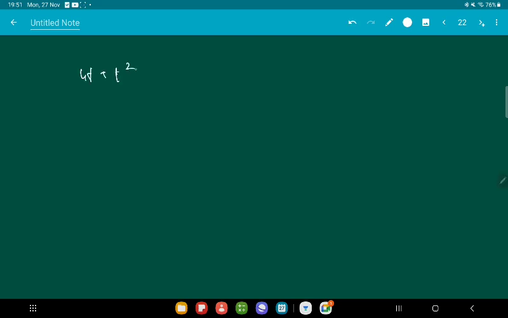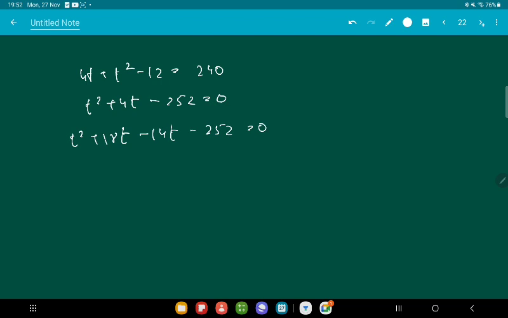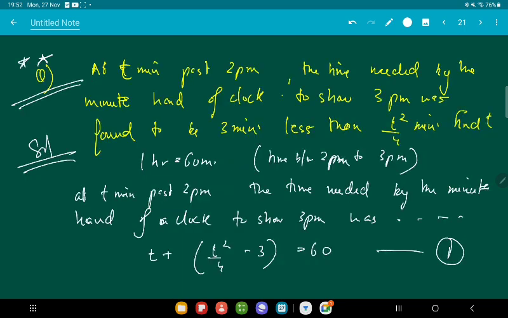I would like to solve this: 240 plus t square is equal to 252. So t square plus 4t minus 252 is equal to 0. t square plus 18t minus 14t minus 252 is equal to 0. So t is equal to 14. This will be your answer. Time can't be negative, so that's why minus 18 we will reject.